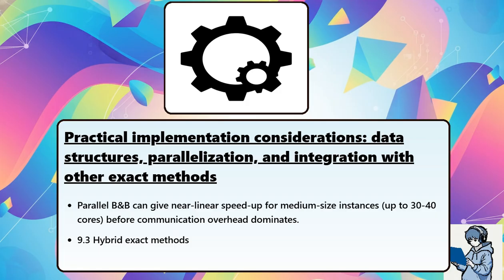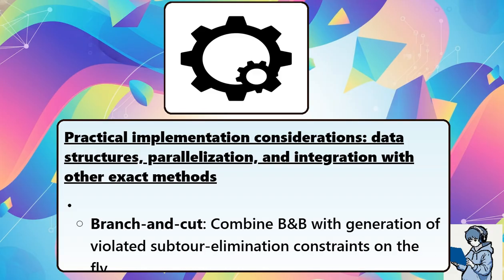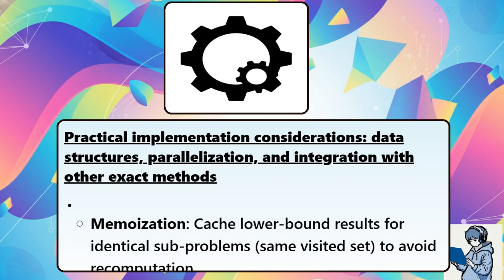9.3 Hybrid exact methods. Cutting plane plus B and B: use a linear programming relaxation, for example the Miller-Tucker-Zemlin formulation, to obtain a stronger lower bound, then feed the bound into B and B. Branch and cut: combine B and B with generation of violated subtour elimination constraints on the fly. Iterative deepening: first run B and B with a depth limit, solve the remaining subproblem with an ILP solver, then increase the limit. Memoization: cache lower bound results for identical subproblems, with the same visited set, to avoid recomputation.